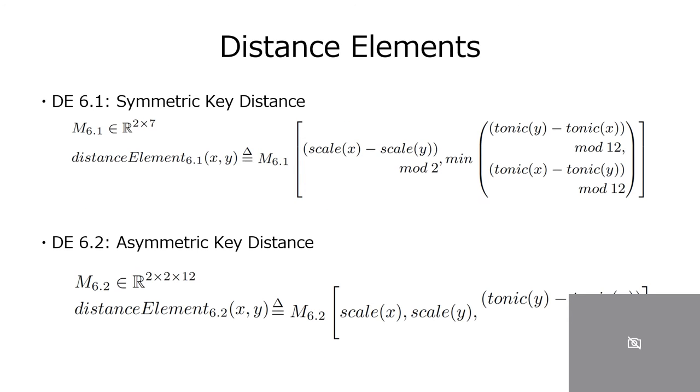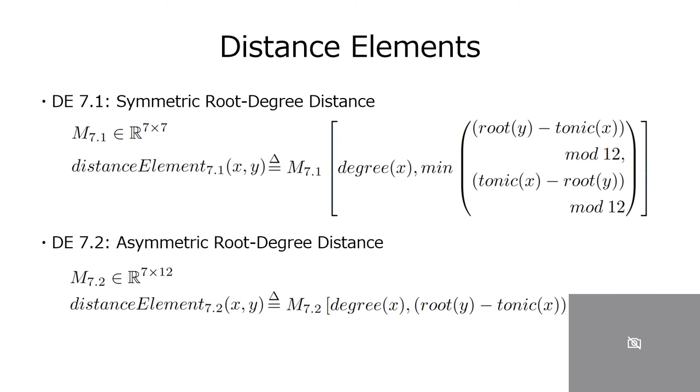These are key distances. They can handle both scale transitions and tonic transitions at once. It is possible to consider these transitions by adding the scale distances and tonic distances I just explained, but it assumes the independence of the distances of scales and that of tonics. By contrast, these key distances consider the interactions of scales and tonics, if any.